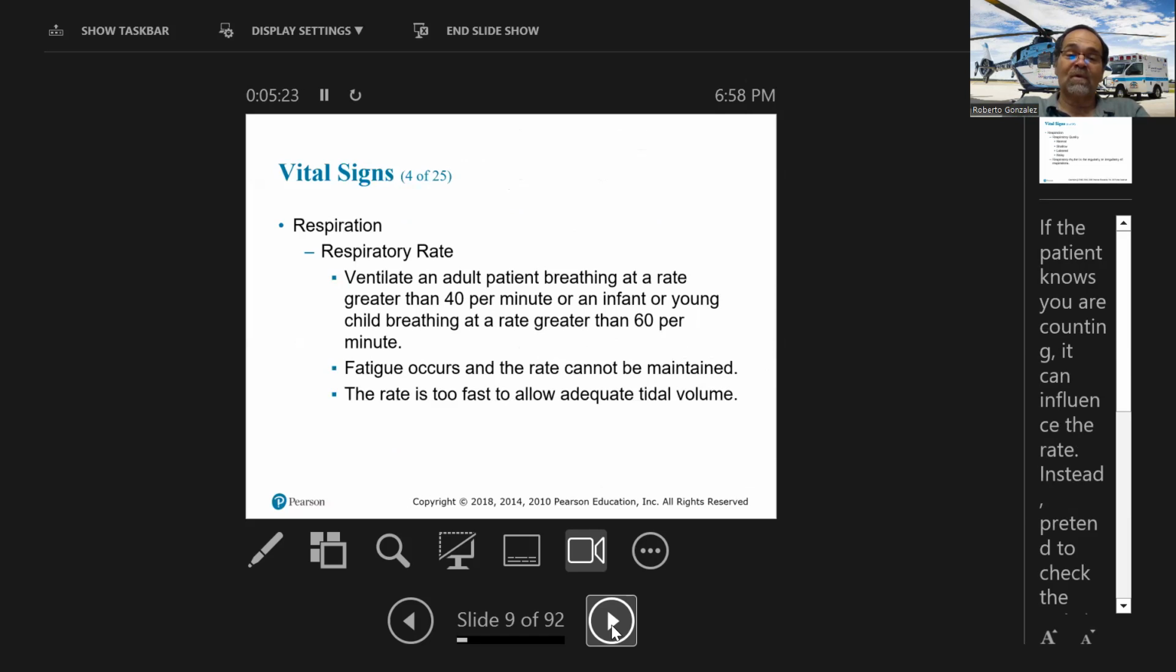So we check for the respiratory rate and ventilations. An adult patient breathing at a rate greater than 40 per minute, or an infant or young child breathing at a rate of greater than 60 per minute. Fatigue usually occurs at this point, and the rate cannot be maintained. The rate is too fast to allow adequate oxygenation anyway.